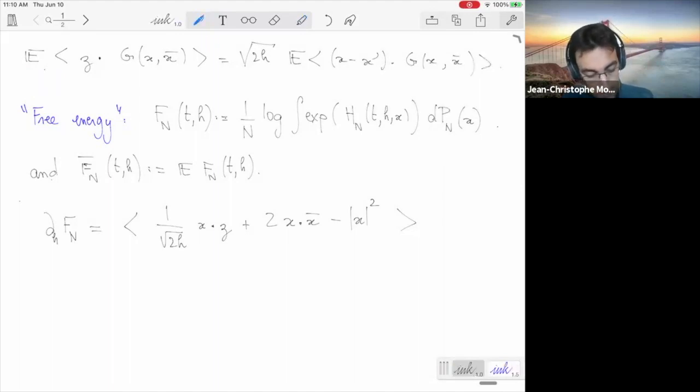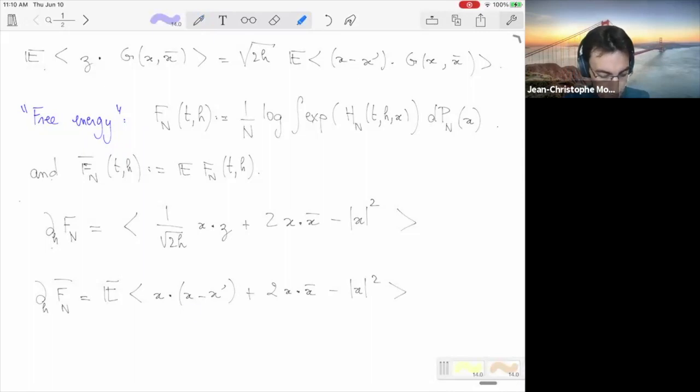So in the next line, I'm going to write dh of f_n bar, with the expectation over the entire randomness. And so I'm going to get x dot x minus x prime plus 2 x dot x bar minus x squared. And now we see some simplification. Here we get x squared minus x squared, so the x squared disappears.